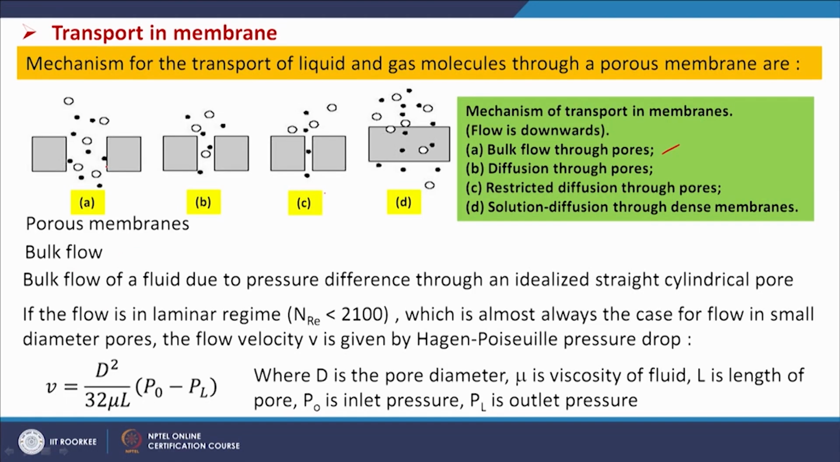And now, we will see the bulk flow. So, bulk flow of a fluid due to pressure difference through an idealized straight cylindrical pore. If the flow is in the laminar regime, which is almost always the case for flow in small diameter pores, the flow velocity V is given by the Hazen-Poiseuille pressure drop. That means it is a flow through pores or porous media. In that case, the Hazen-Poiseuille equation can be applied: V is equal to d square by 32 mu L into P0 minus PL, where P0 is the inlet pressure, PL is the outlet pressure, d is the pore diameter, mu is the viscosity of the fluid, and L is the length of the pore.